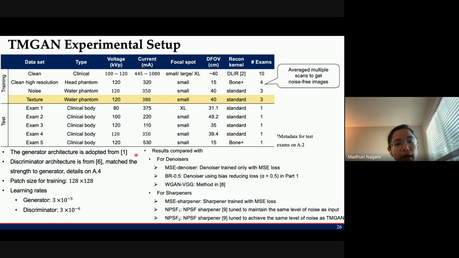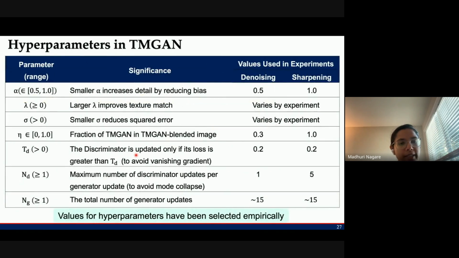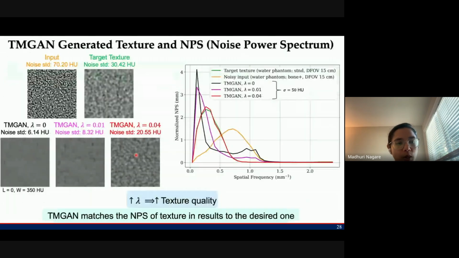And for the denoiser, we compare our method with WGAN VGG, which is Wasserstein GAN. It is a famous paper in CT imaging using GANs. And for sharpness, there is the noise preserving sharpening filter, which was proposed by us to preserve noise texture while sharpening. So these are the hyperparameters. We can go over them later if anyone has questions.